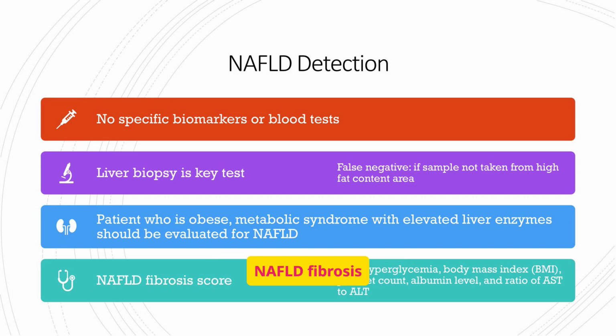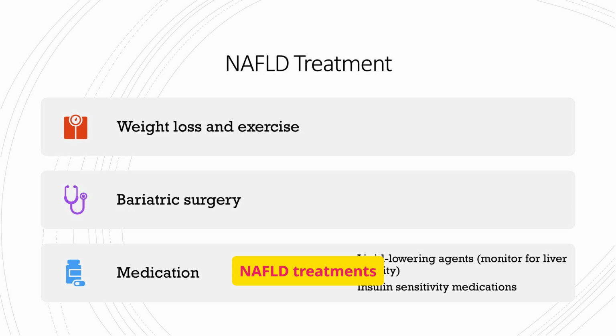The NAFLD fibrosis score is based on age, hyperglycemia, body mass index, BMI, platelet count, albumin level, and ratio of AST to ALT. NAFLD treatments include weight loss and exercise, bariatric surgery, and medication. Lipid-lowering agents should be monitored for liver toxicity, and insulin sensitivity medications may be used.